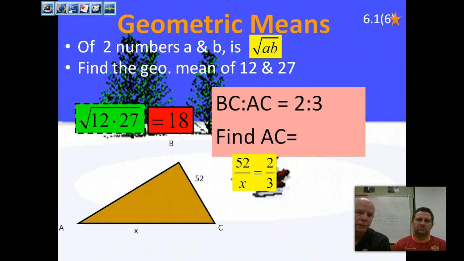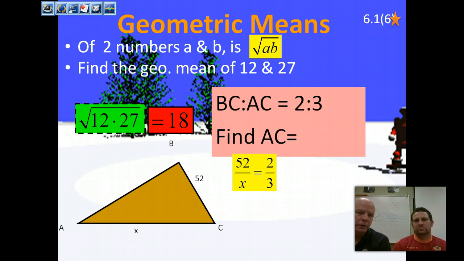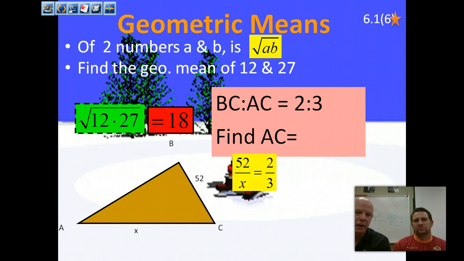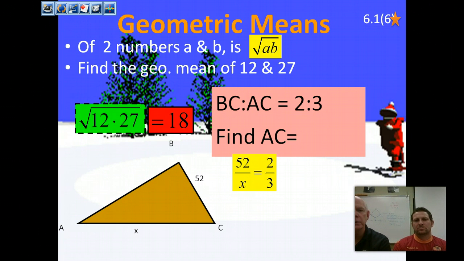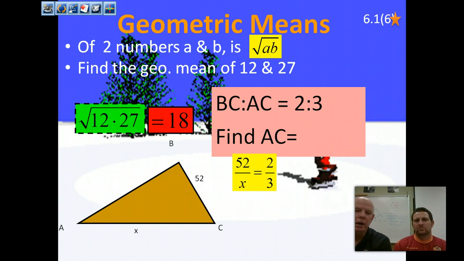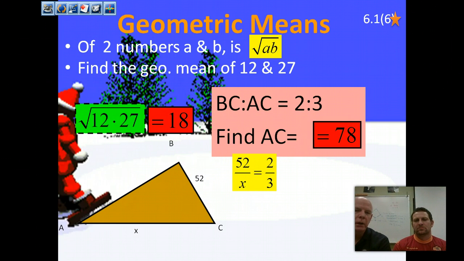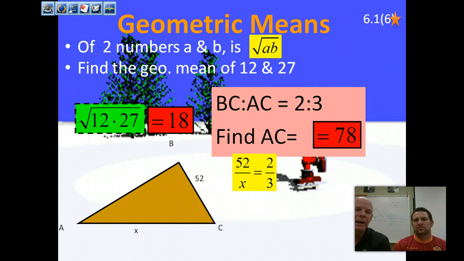The length of BC is 52, so that goes on top because that's the first one in the ratio. The x at the bottom of the triangle goes on the bottom of the fraction, because it's the second one in the ratio. And so there's our proportion. 52 over x is equal to 2 over 3. We're just going to cross multiply. 3 times 52 is equal to 2 times x. And if we divide by 2 on both sides, we'll end up with 78.